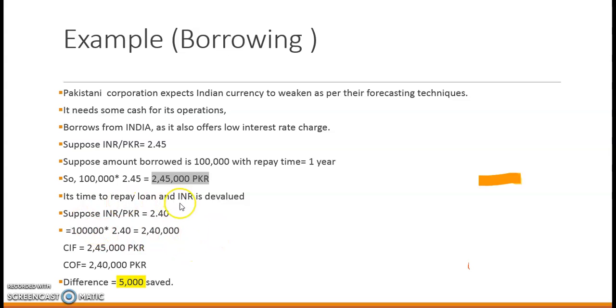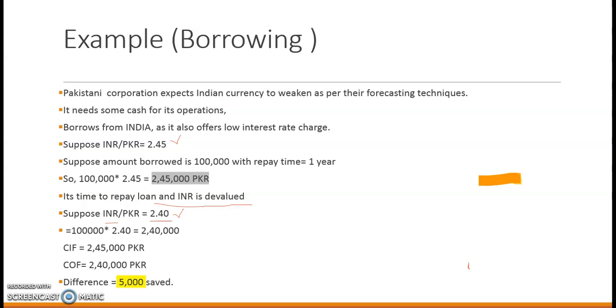Welcome back. So we were at this problem that if the value is 2.45 multiplied by 1 lakh, we receive 2 lakh and 45,000 PKR. And the tenure is completed. The currency, as per our expectations, is devalued, and now the same Indian rupee costs us 2.40, which means that for each Indian currency unit we are going to pay 2.40 rupees, which is less than the earlier 2.45.